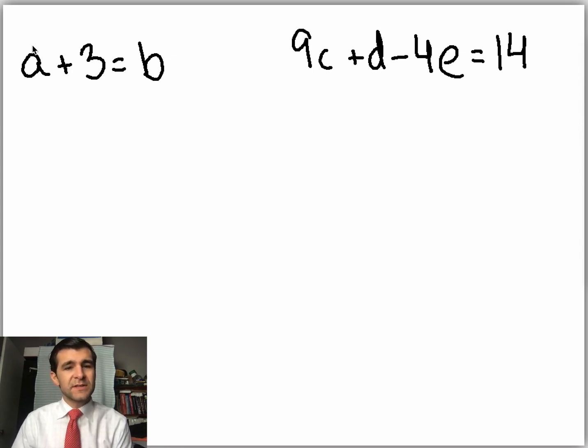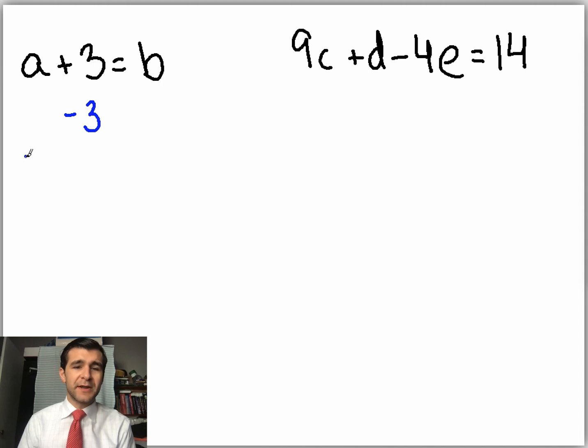Okay, so in this first equation, we have a plus 3 equals b. So in that equation, we have two variables, a and b. So a and 3, they can't be combined. They're not like terms. But if I want to get a isolated, what I can do is subtract 3 from both sides.